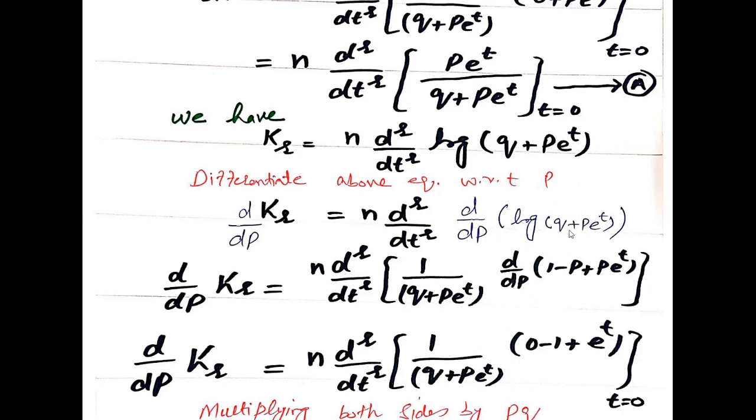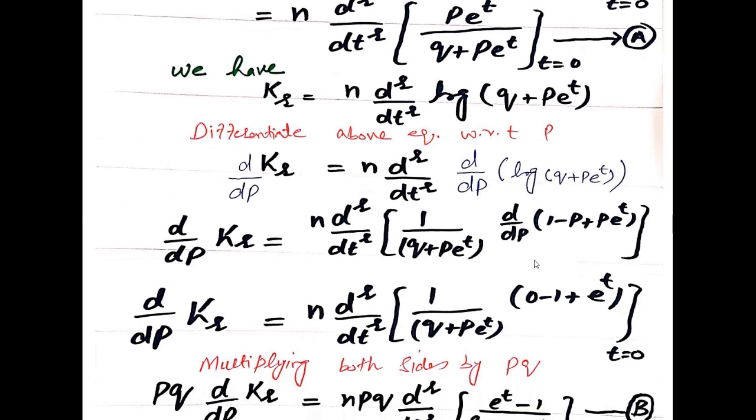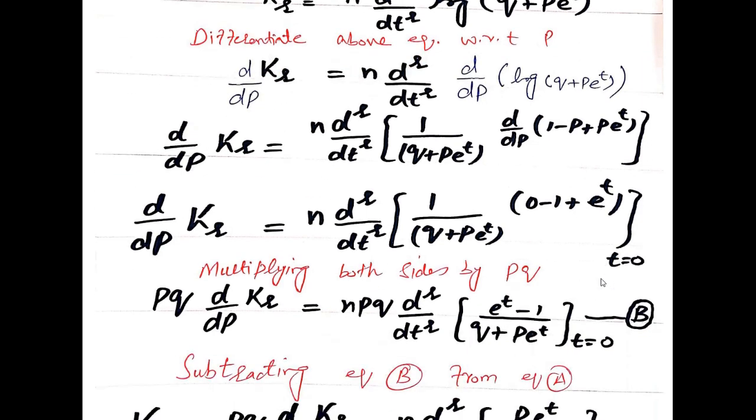Again, the derivative of this number. As you know, p plus q is equal to 1 and q is equal to 1 minus p, so q plus p e raised to the power t becomes 1 minus p plus p e raised to the power t. Apply the derivative here. The derivative of a constant is equal to 0, minus dp over dp is equal to 1, plus e raised to the power t. So multiplying both sides by pq.